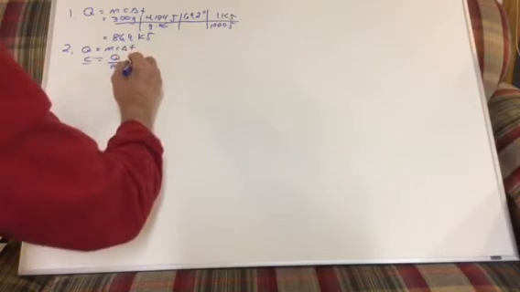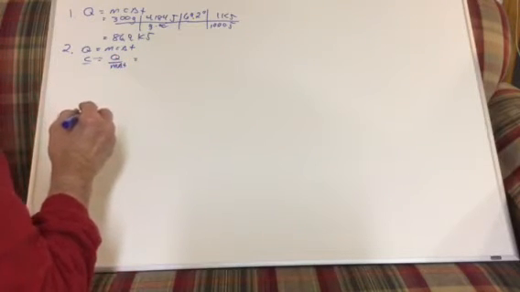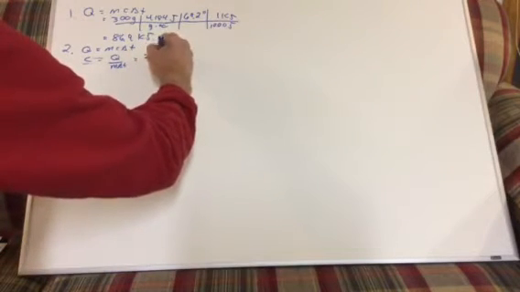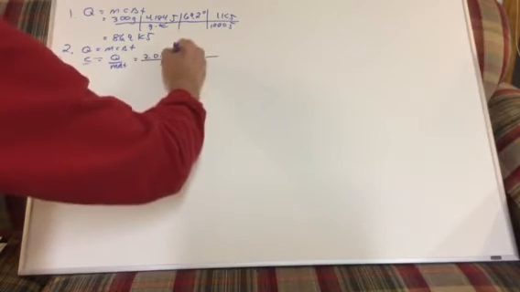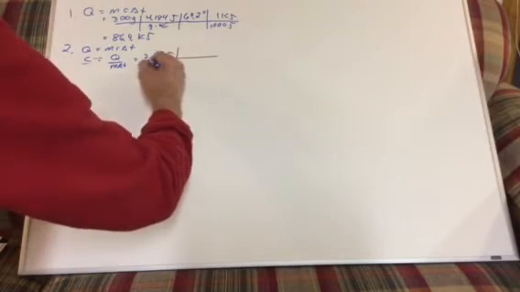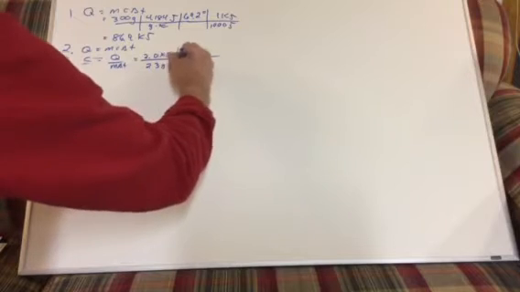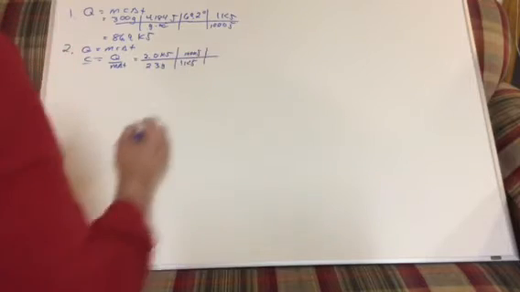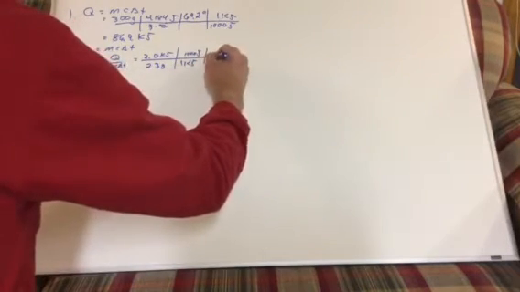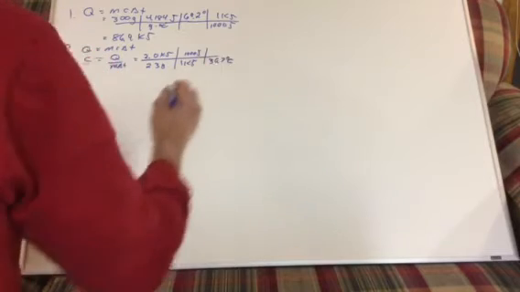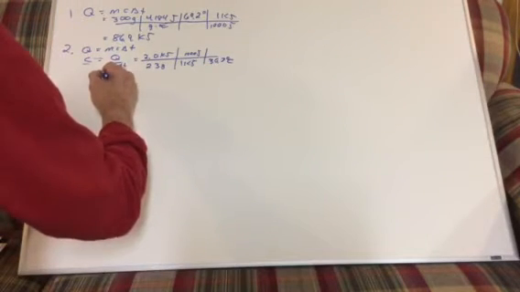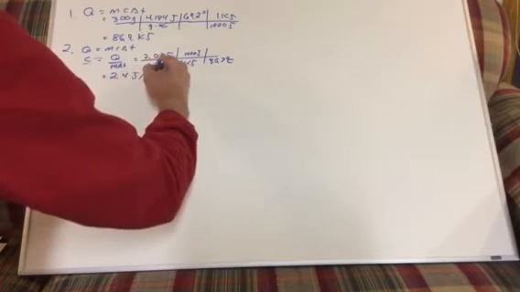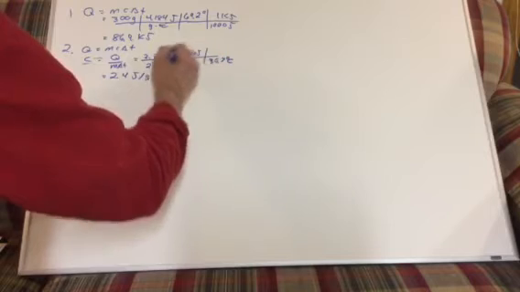The Q value is given to us as 2 kilojoules. The mass is given to us as 23 grams. I know that 1 kilojoule is 1,000 joules, and the temperature change is 36.7 degrees Celsius. So my C value ends up becoming 2.4 joules per gram degree Celsius, just like the units we have here.